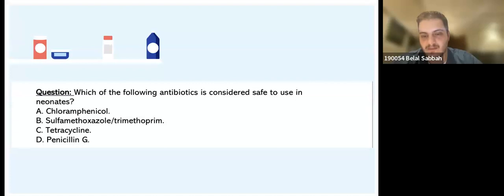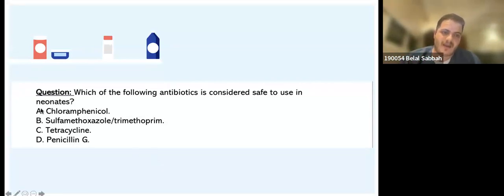Group B strep or Strep agalactiae, the same thing. Do you guys remember? Penicillin, yes. So penicillin G. In a woman that has a group B strep infection while she's pregnant, you give her penicillin G. I use that in my head to remember that if you're giving it to the mother, it's probably safe for the baby as well, because it's just small. It doesn't give any side effects to the baby.